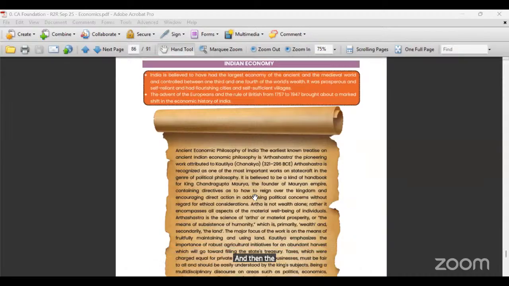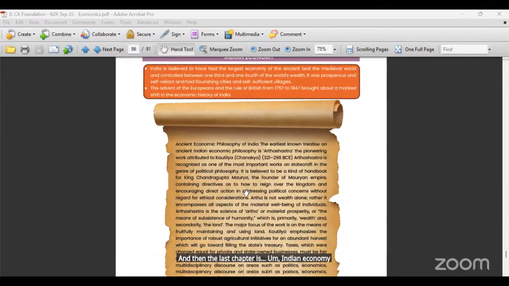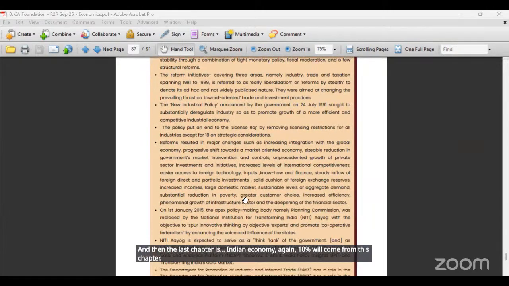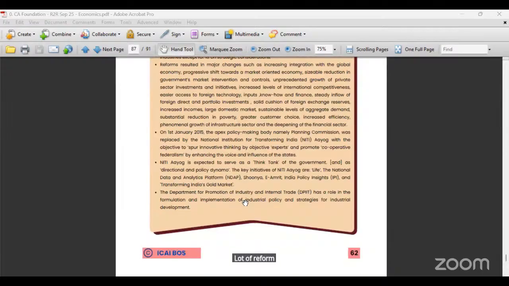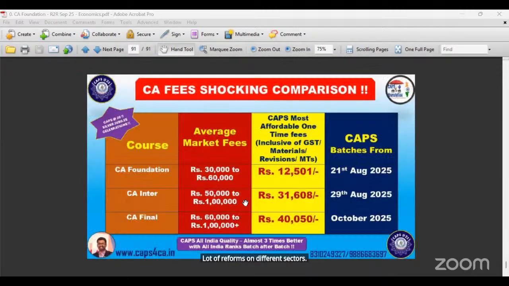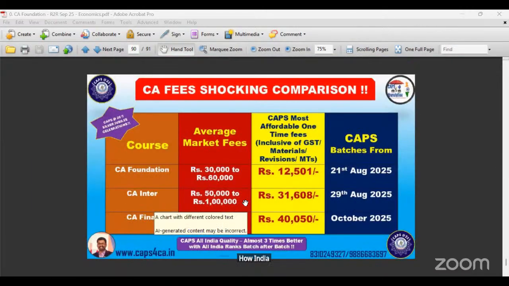And then the last chapter is Indian economy. Again, 10% will come from this chapter. Lot of reforms in different sectors. How India coped up with it.